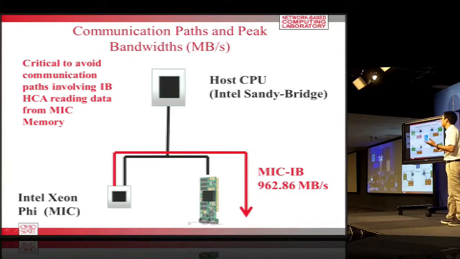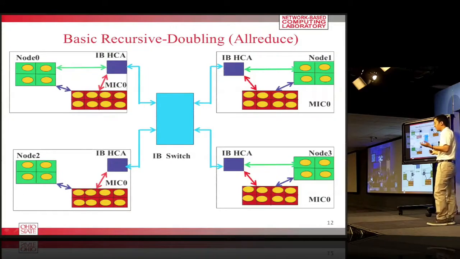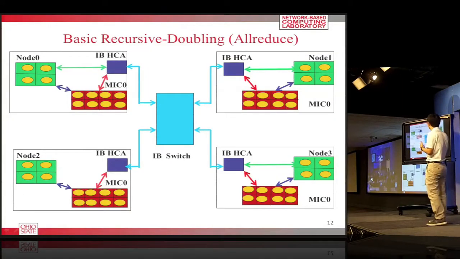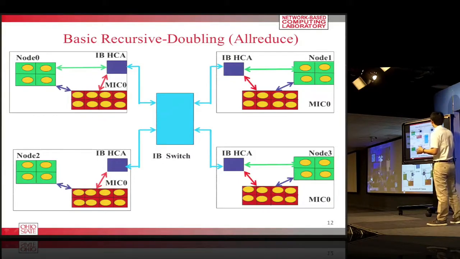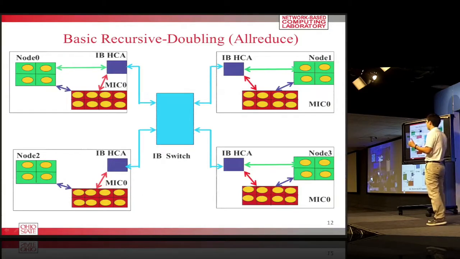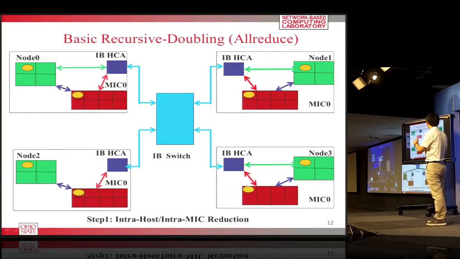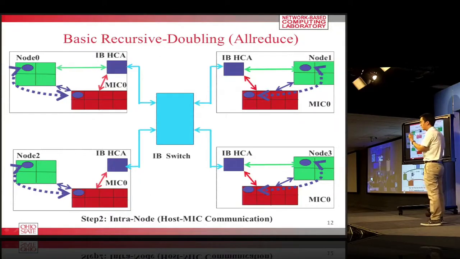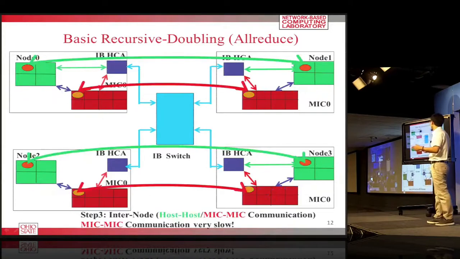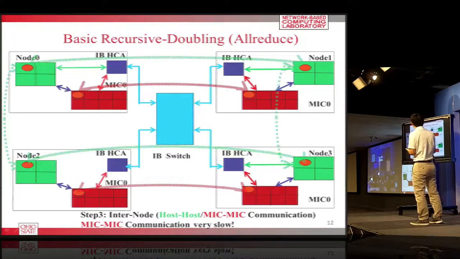But if we take a look at the MPI collective design, for example, this is the basic recursive doubling design for the Allreduce. Step one is the intra-host and intra-MIC reduction. Then we do the intra-node host-MIC communication. The third step is the inter-node MIC-to-MIC communication. Actually, MIC-to-MIC communication is very slow, as discussed in the previous slides. Finally, we do the intra-node and intra-MIC broadcast. This is the default design right now.